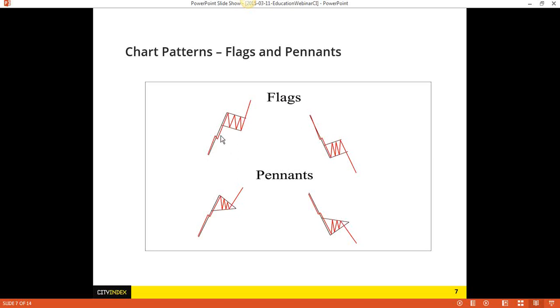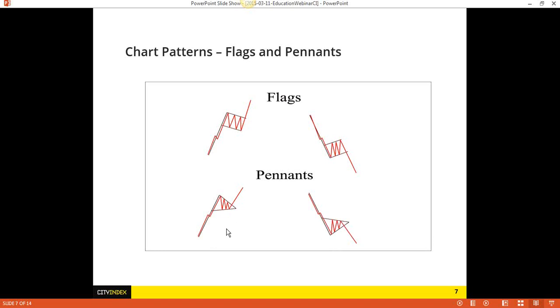This could happen to the upside or to the downside. Same thing to the downside. Pennants are exactly the same thing, just a slightly different shape here, but it really doesn't matter. It's telling you pretty much exactly the same thing.